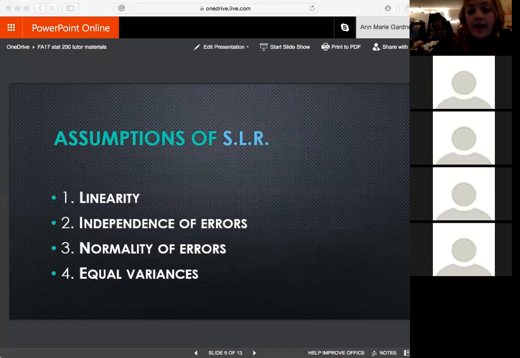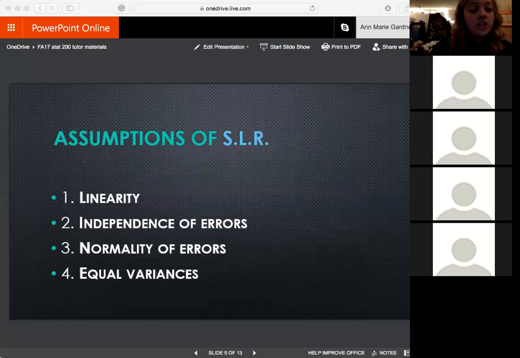So for linearity, basically what you're going to do is use your scatter plot for the 2 variables, and you're trying to make sure that the relationship is linear. If you look at the 2 variables and how the points are lining up, that's going to show if it's linear or not.